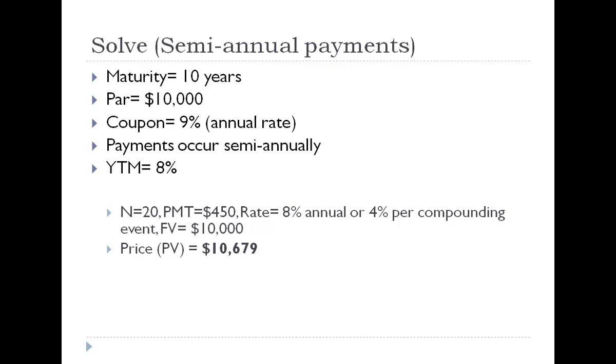So the way you'd put this in is number of time periods is 20, because there's going to be 20 payments. The payment winds up being $450, which is half of the $900 you're going to get every year, because you're going to get 2 payments a year. The interest rate you're going to use to do the discounting, or the present value calculation, is an 8% yield, so we'll divide that in half and use 4%, because it occurs twice a year. And for future value, we'll put in $10,000, which is the face value. When we solve for present value, you should wind up with $10,679.